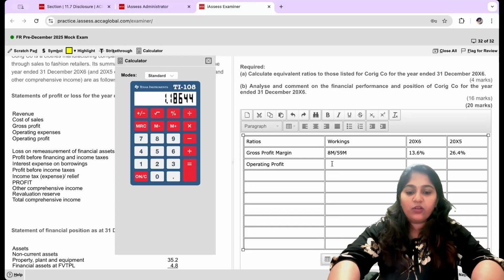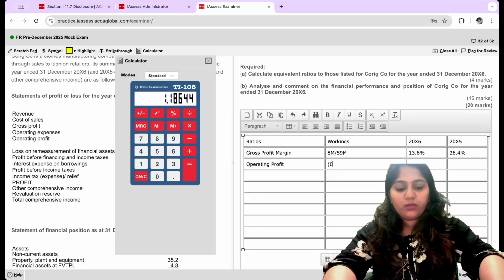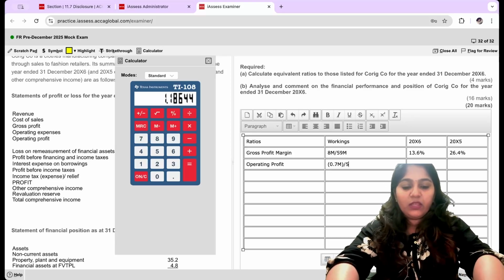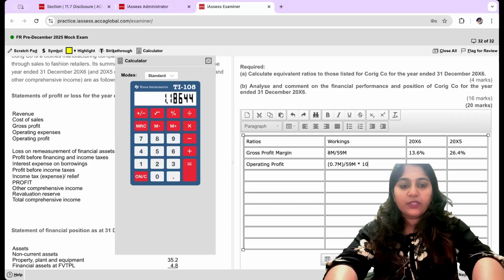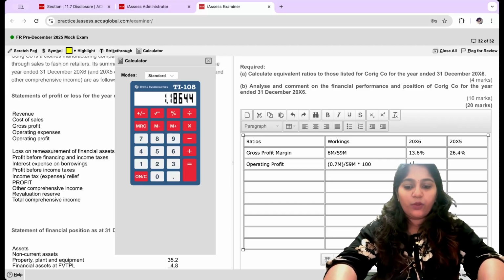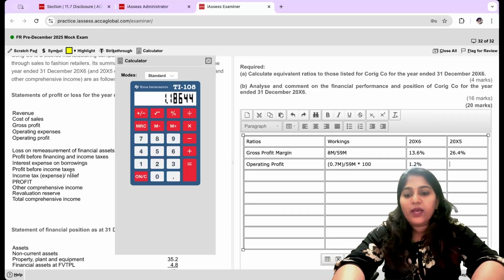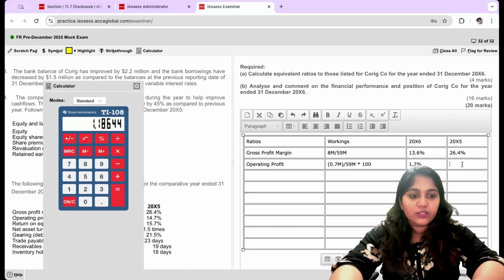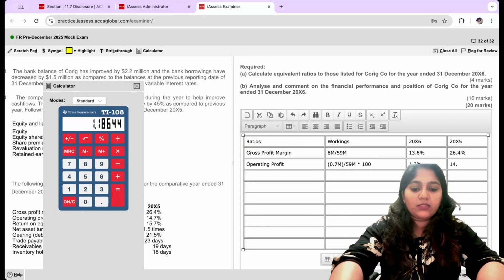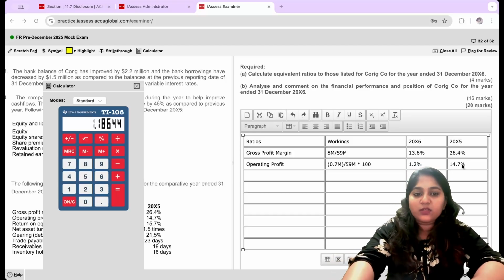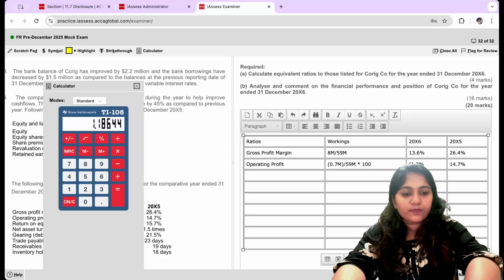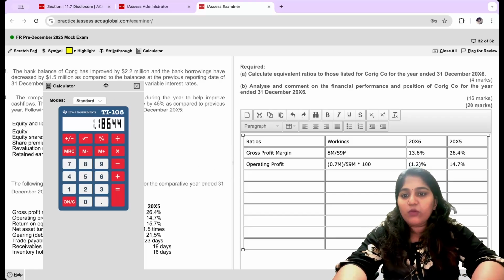Whenever you have a loss, you can consider it this way: 0.7 million divided by 59 million. Please put a multiplication symbol into 100. That becomes 1.2 percent. For the comparative figures, I'll be able to find out that it is 14.7 percent, which is my profit last year. Correct. Last year it was profit. This year it is a loss. Keep it in brackets.